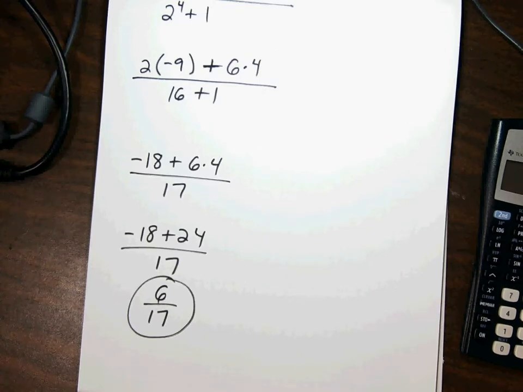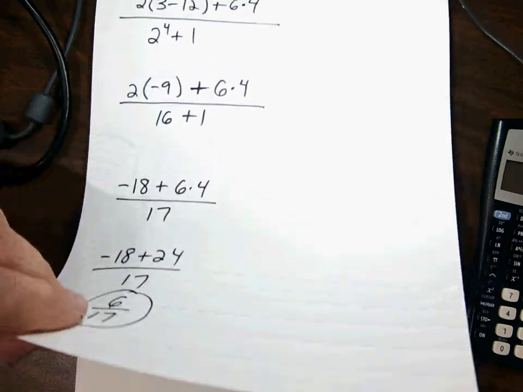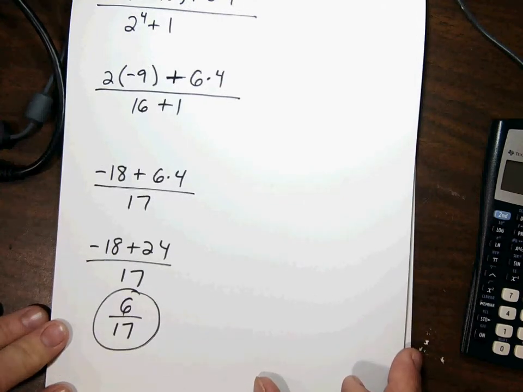Okay. So we're going to use this order of operations for everything, but the first thing we're going to use it for is something called evaluating an expression.